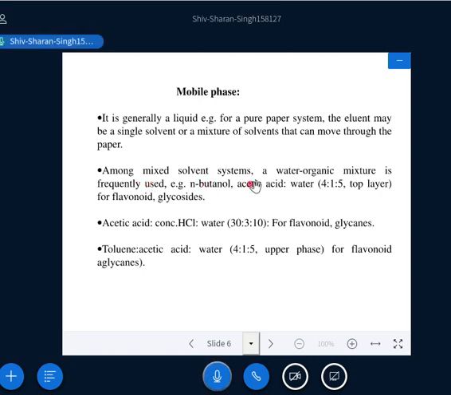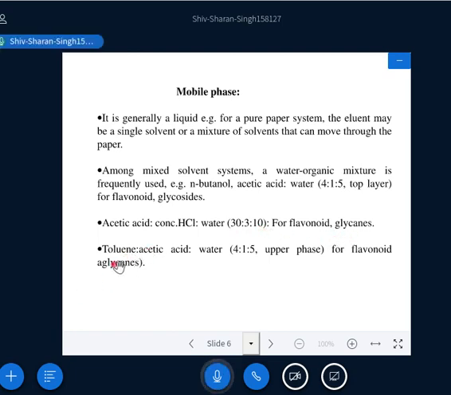Among mixed solvent systems, a water-organic mixture is frequently used. For example, n-butanol, acetic acid and water in the ratio of 4:1:5 for the separation of flavonoids, plant pigments and mixtures of protein molecules, basically blood proteins and others. The second mobile phase you can make by using acetic acid, concentrated hydrochloric acid and water in the ratio of 30:3:10 for the separation of flavonoids and glycans.